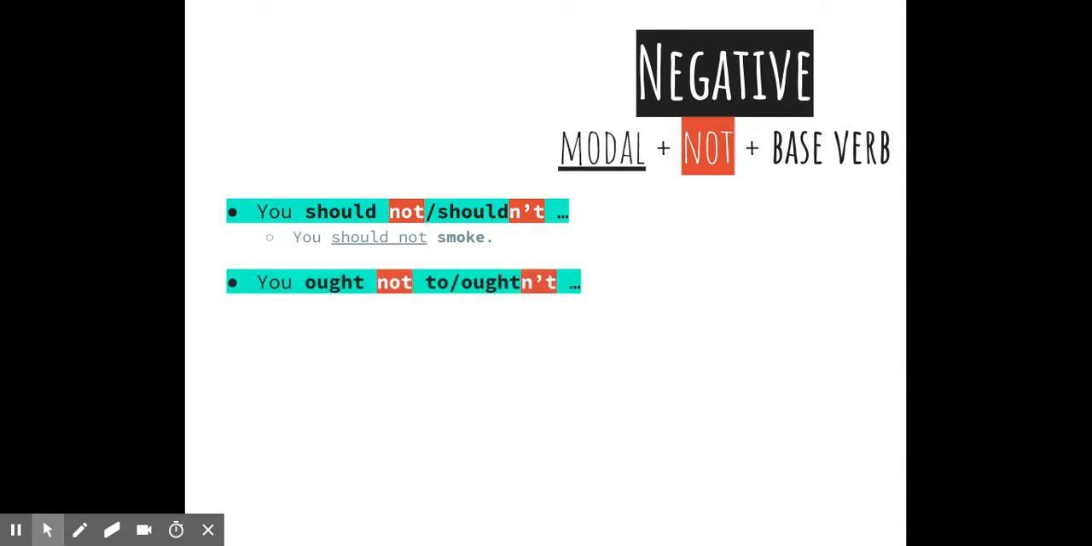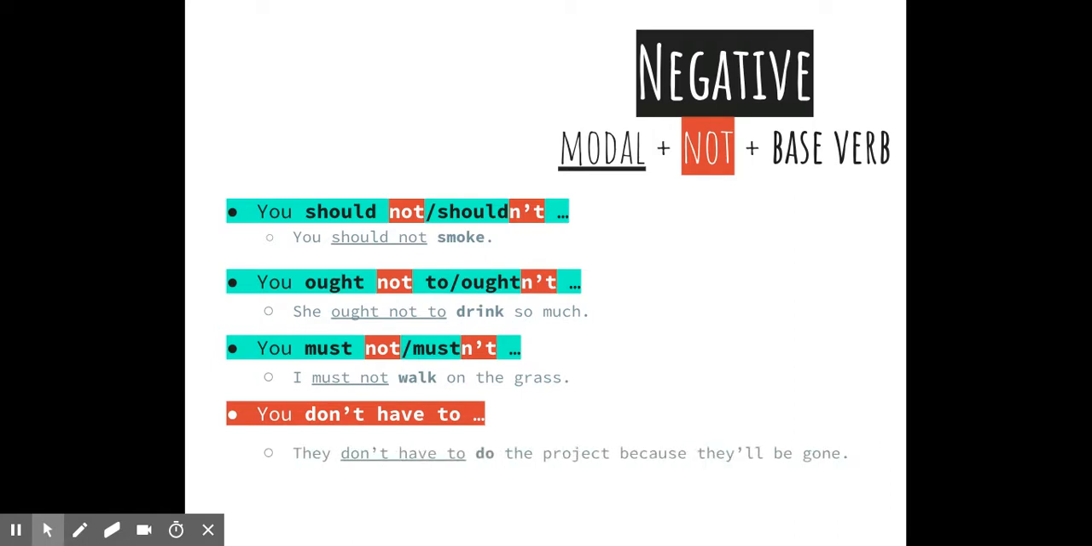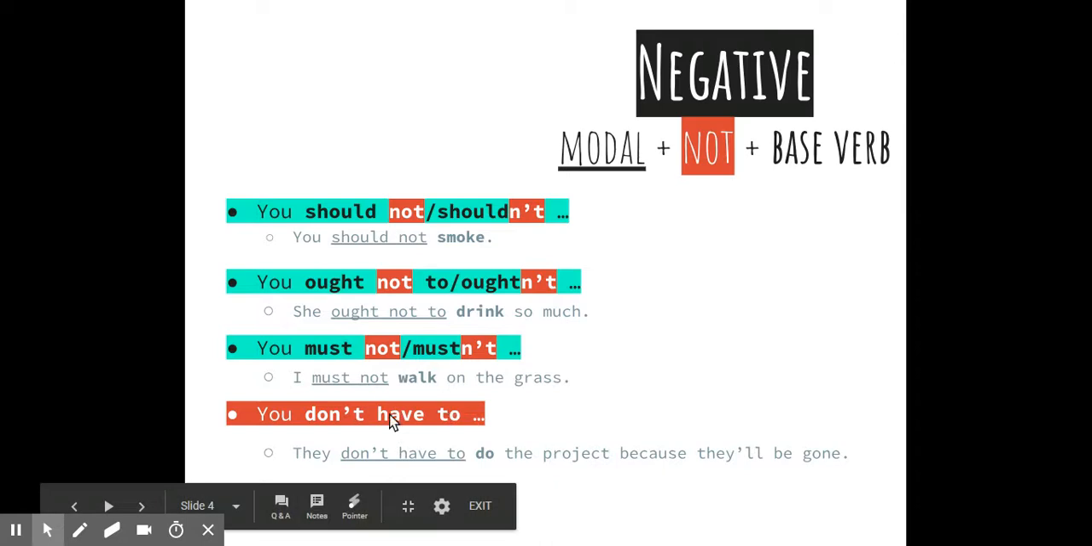Ought not, oughtn't to. She ought not to drink so much. So our not is actually going to go right in the middle of the ought to. You must not, mustn't. I must not walk on the grass. And then you don't have to. You don't have to do the project because they'll be gone. All right. We'll talk more about should, ought, must, and have to in the next section and how to choose which one.